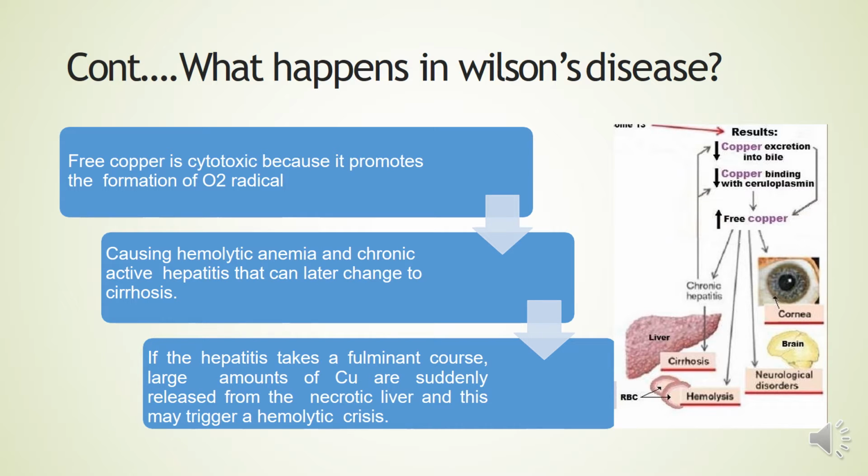So as a recap of what we have talked about so far, we have seen the metabolism of copper and how copper is utilized in the body, taken up by the liver and absorbed into ceruloplasmin and then released into the tissues. So in continuation with that, what happens in Wilson's disease is that this free copper is highly cytotoxic because it promotes the formation of oxygen radicals, and this leads to hemolytic anemia and chronic active hepatitis, which can later change to cirrhosis.